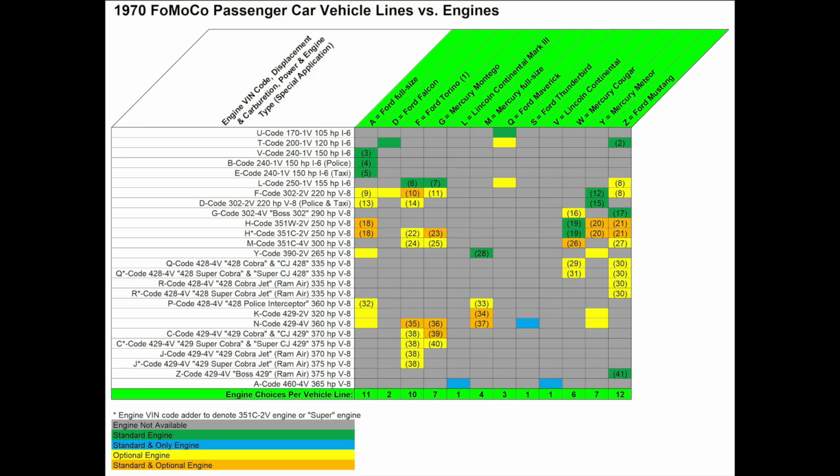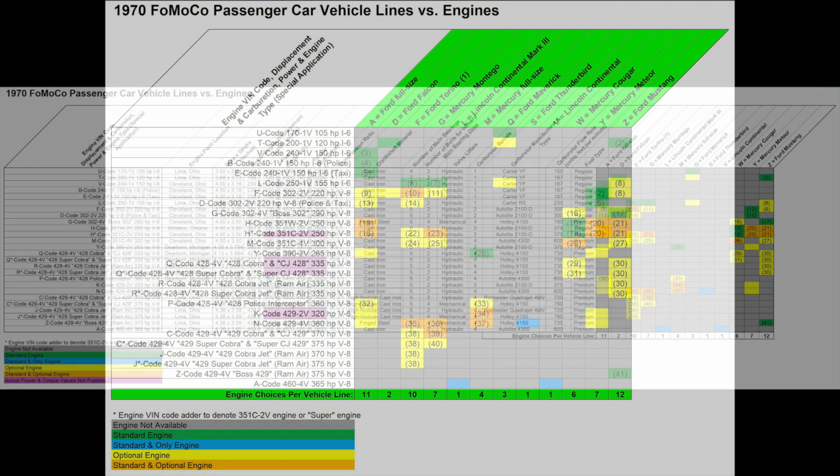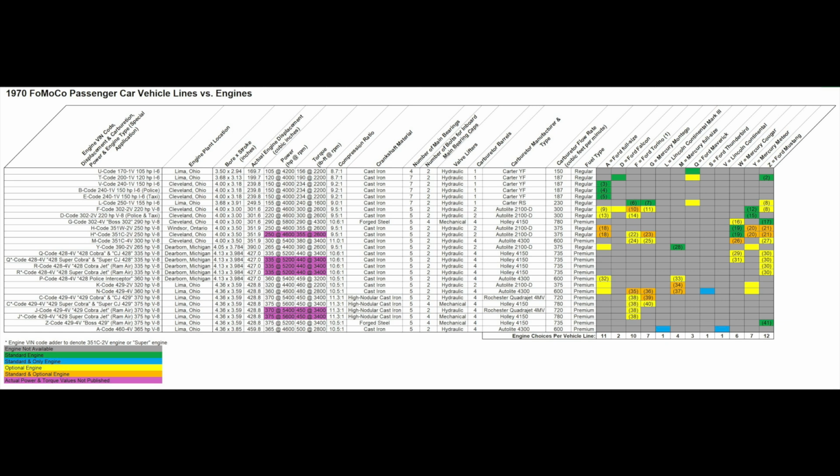Vehicle line S, Ford Thunderbird, had only 1 engine. Vehicle line V, Lincoln Continental, had only 1 engine. Vehicle line W, Mercury Cougar, had 6 engine choices. Vehicle line Y, Mercury Meteor, had 7 engine choices. And vehicle line Z, Ford Mustang, had 12 engine choices, the most of all the vehicle lines. This is what the table looks like when expanded to include details about each of the 26 engines.